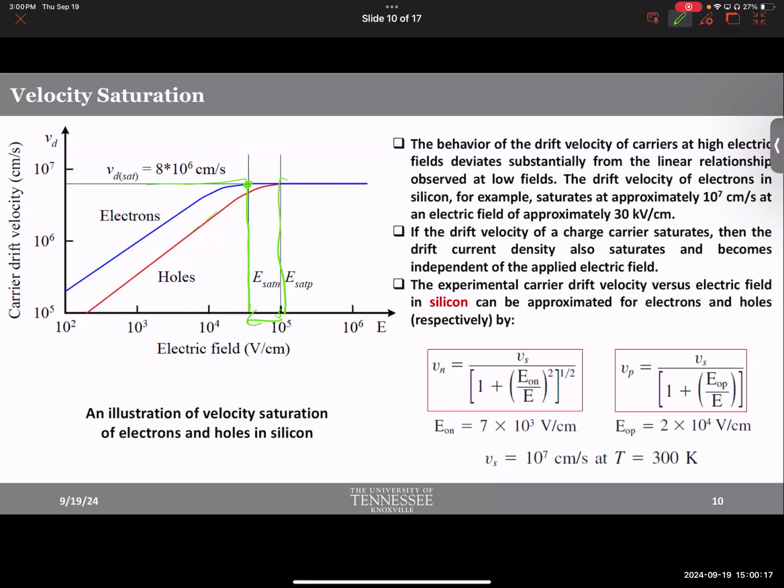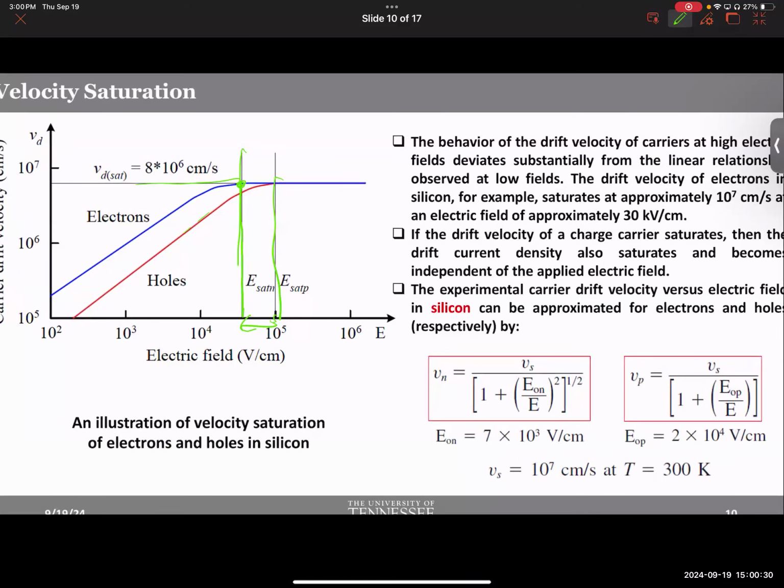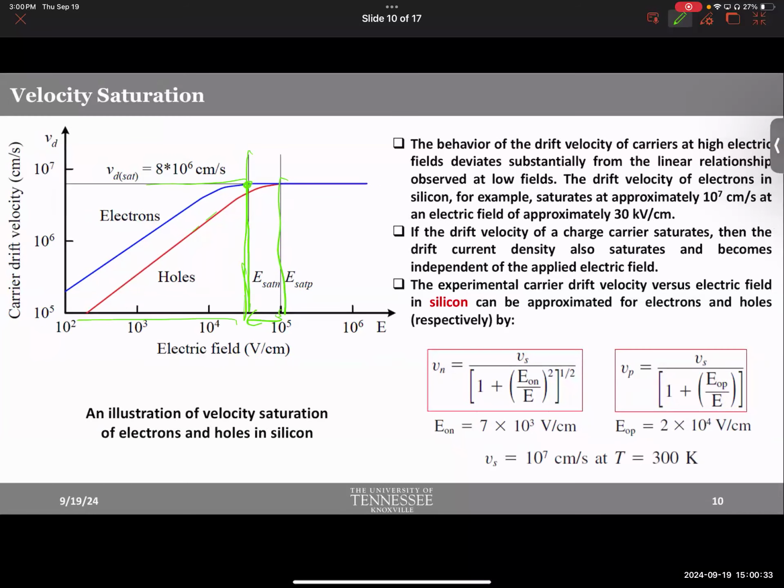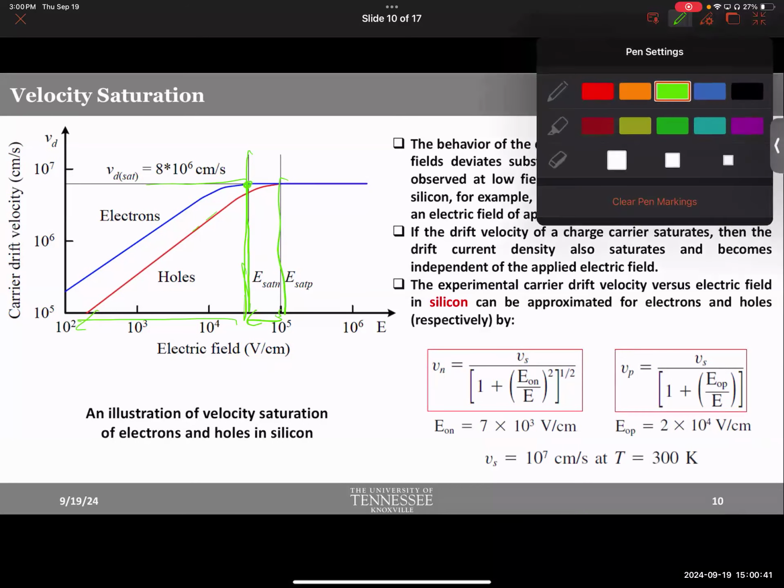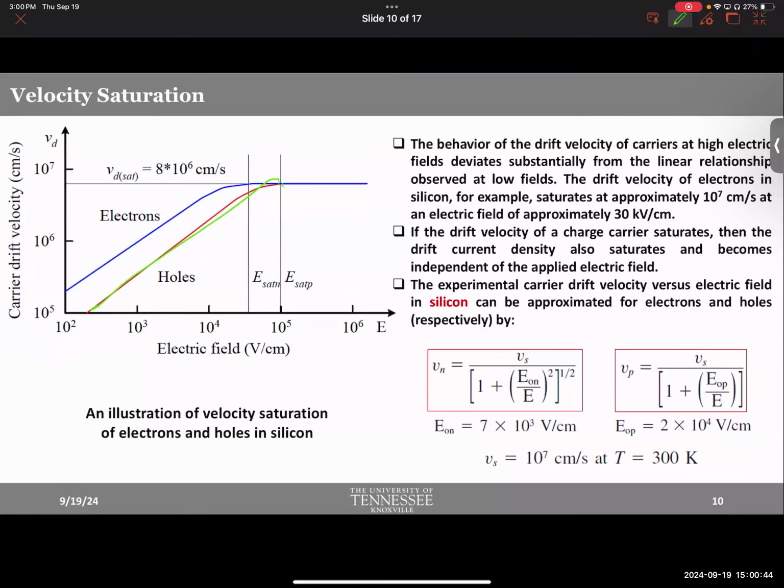If you dope a semiconductor with N-type materials, you'll have an abundance of electrons. When you apply an electric field, electrons will flow, but there will be an upper limit of velocity, and that upper limit will be reached at a certain electric field. By the way, electric field is basically interchangeable with voltage. So the velocity of electrons will saturate at a lower voltage, say, but the velocity of holes will saturate at a different voltage. But they will all saturate at some point. That's the important thing.